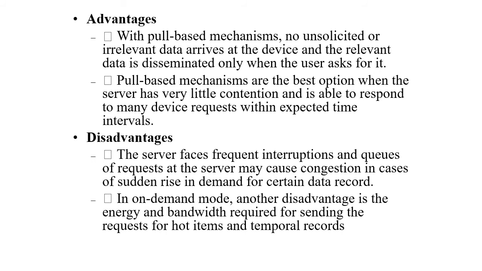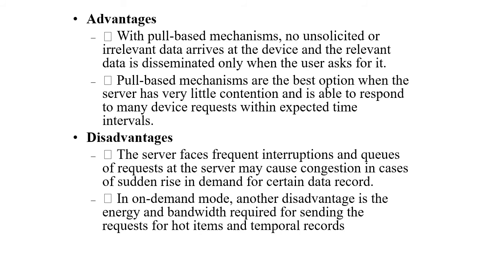In on-demand mode, another disadvantage is the energy and bandwidth required for sending the request for hot items and temporal records. Generally, when there is very big data, say you want some very big video to be downloaded in on-demand mode, what happens? Bandwidth is required, energy is required for sending such requests. Then there is more load on the server. So this is the major disadvantage found with the pull-based mechanism.